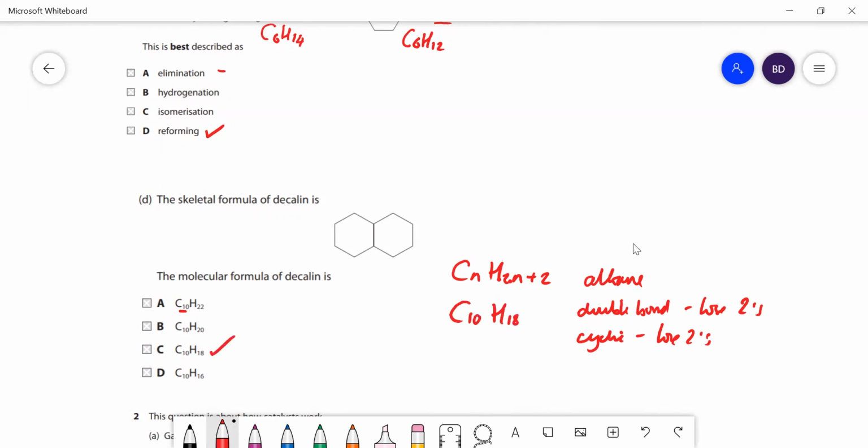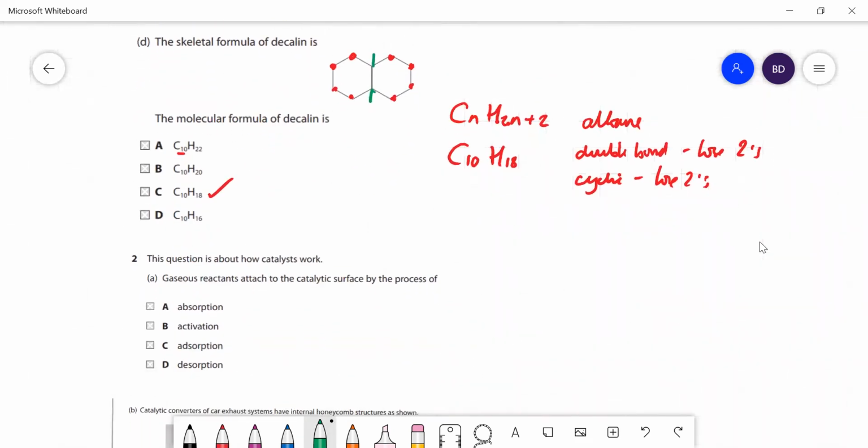And if you want to check that, well, you've got 2 hydrogens there, 2 there, 2, 4, 6, 8, 10, 12, 14, 16, and then on this one you've only got 1 hydrogen and that one left. Yeah, so that's 18.